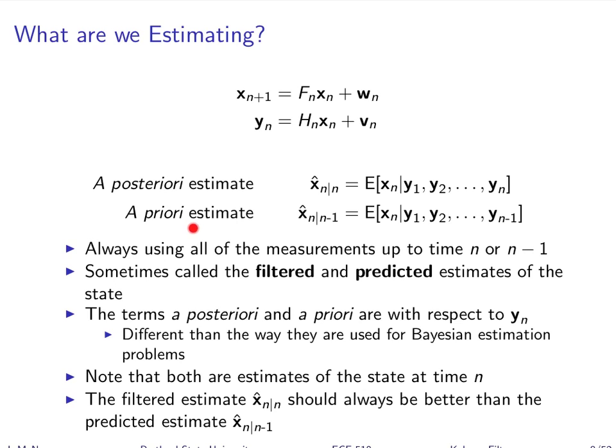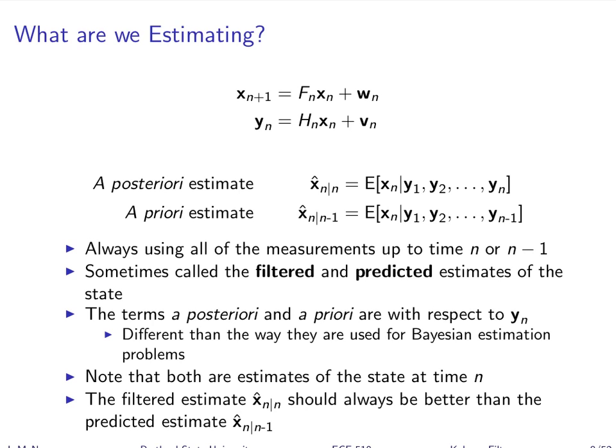The other thing is the a priori estimate, or what I usually call the predicted estimate, where you've got all the measurements up till time n minus 1, but you don't have the most recent measurement. And the Kalman filter goes back and forth between estimating those two as part of the algorithm. That's why they're so common.